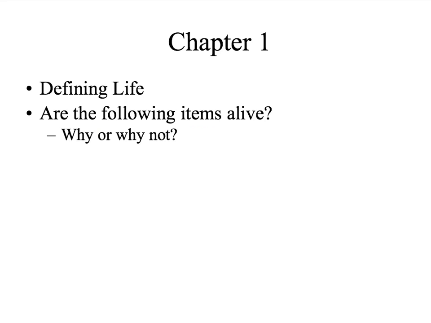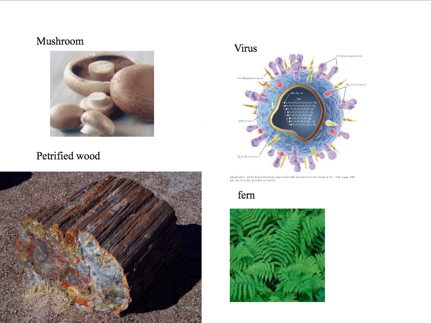Chapter 1 talks about defining life. Are the following items alive? You should be able to tell me why they are or are not alive. We've talked about the characteristics necessary to be considered living as freshmen. You have the following four items: mushrooms, virus, petrified wood, and a fern.